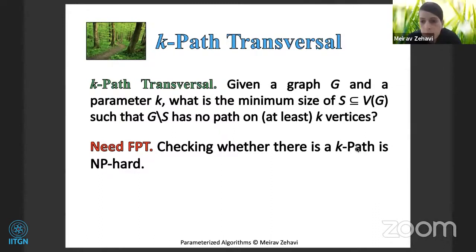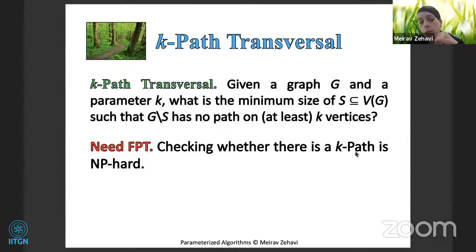So just checking if the solution size is 0, this is already NP-hard because it is just equivalent to the k-path problem, right? Checking whether a given graph has a path on k vertices. So this is already NP-hard. So we need FPT time for this. Approximation will not help us, because if you have some C approximation, then what is the meaning of C times 0? Right?